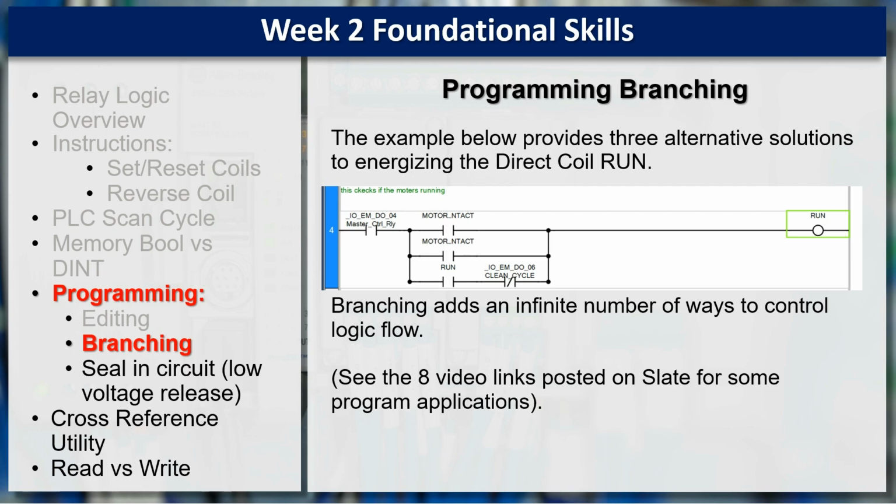The example below provides 3 alternative solutions to energizing the direct coil run. Branching adds an infinite number of ways to control logic flow. There are 8 video links posted on Slate for some of the programming applications and more sophisticated uses of branches. I highly recommend you take the time to watch them.